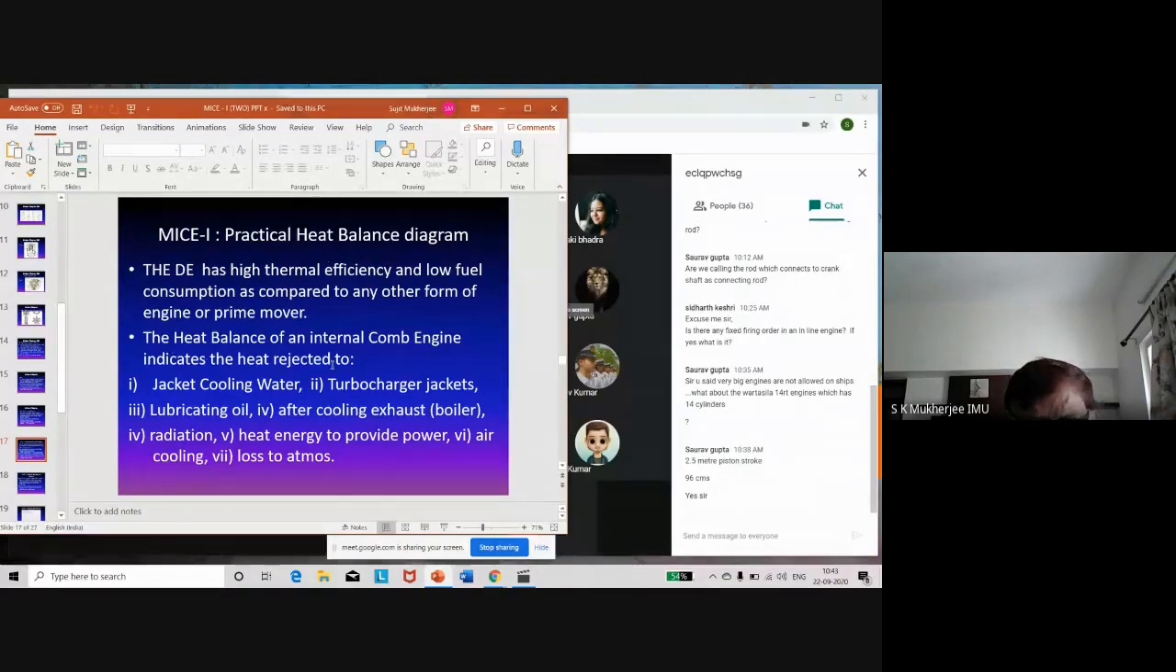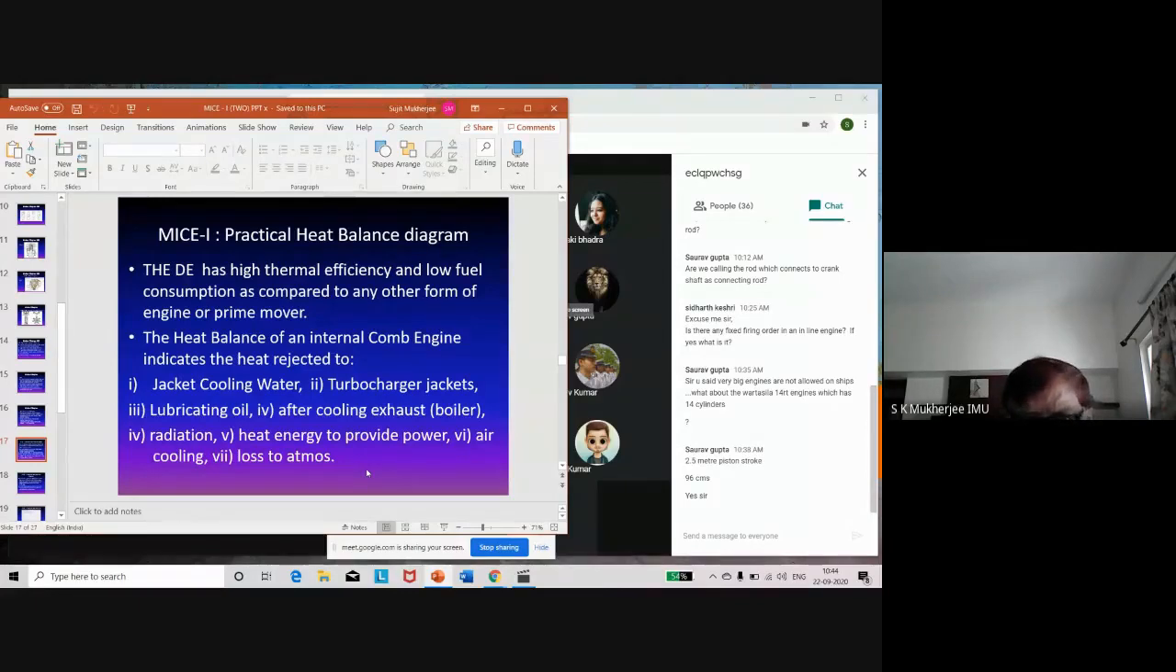The heat balance of an internal combustion engine indicates the heat that is rejected to jacket cooling water, turbocharger jackets, lubricating oil, after cooling, that is in the boiler, radiation. Heat energy to provide power is the only one that we are getting as a benefit from the engine. Other than that, all the other heat that is developed on burning the fuel is lost or utilized some other way. Then air cooling, lost to atmosphere.